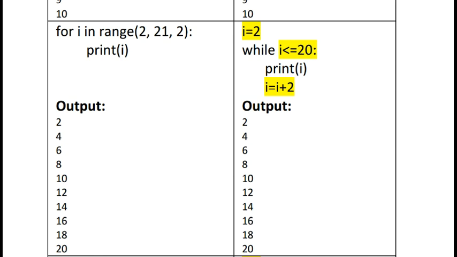So in the while loop, i = 2, while i <= 20, print i, then i = i + 2, because the last value of i must increment by 2. So 2 plus 2 is 4, then the loop will continue, and when the value reaches 22, the while loop will stop. You can see this output: 2, 4, 6, 8, 10, 12, 14, 16, 18 and 20.